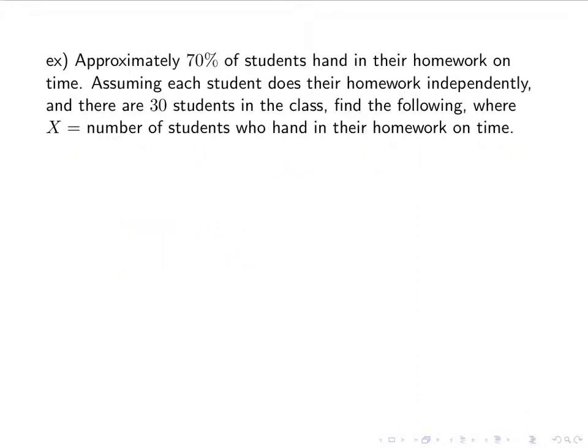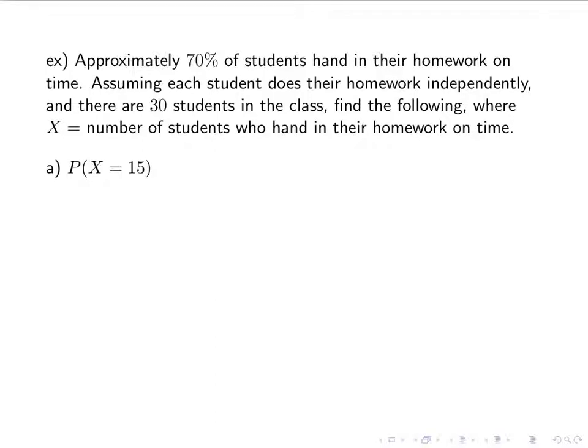So let's try another one. Approximately 70% of students hand in their homework on time. Assuming each student does their homework independently, which is a very big assumption, but we're going to assume it so that we can use a binomial. We're also assuming there are 30 students in the class. Find the following, where x equals the number of students who hand in their homework on time. Probability that x equals 15.